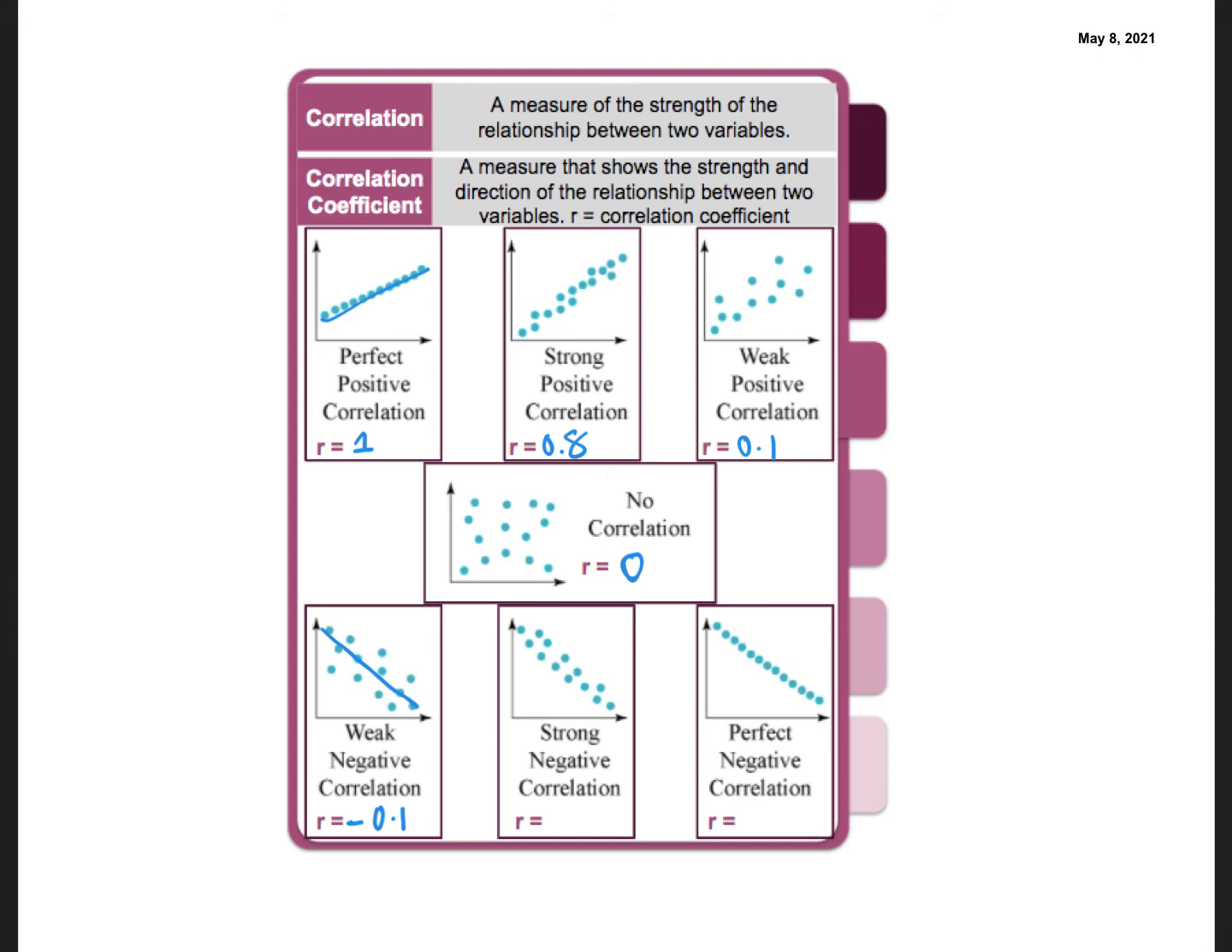Your next one has a strong negative correlation. They're still going in that negative direction, but now they're getting closer to forming a line, so your number is going to get closer to -1, so you'd have something like negative 0.8.